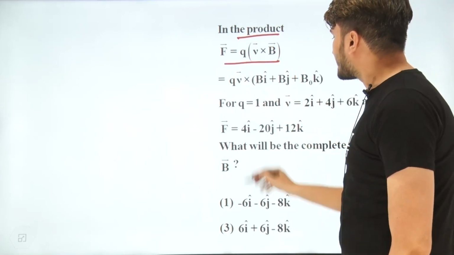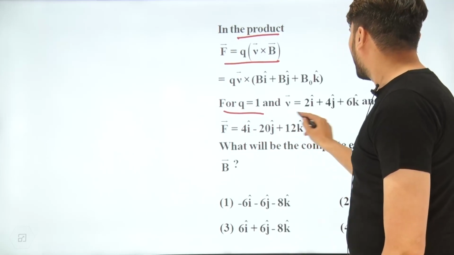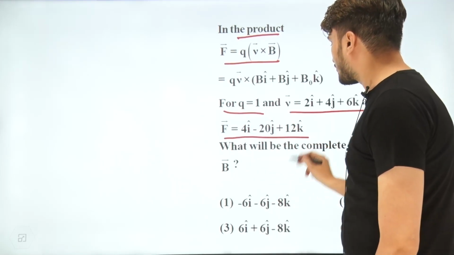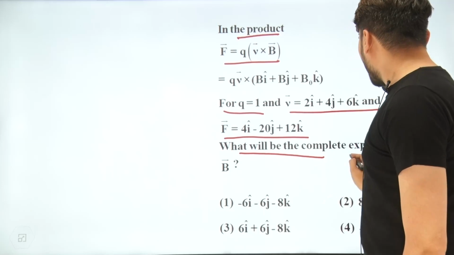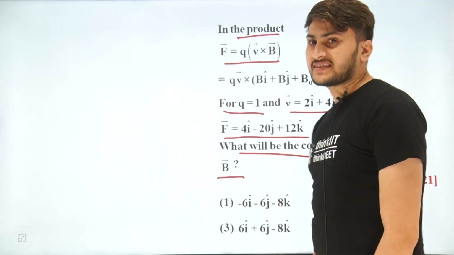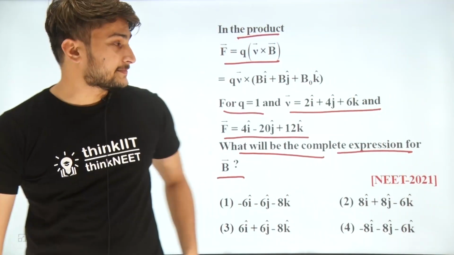Hello students, the question is: in the product F is equal to q v cross B, for q equal to 1, v equal to something and F equal to something, what will be the complete expression for B? So basically we have to find the expression of B.